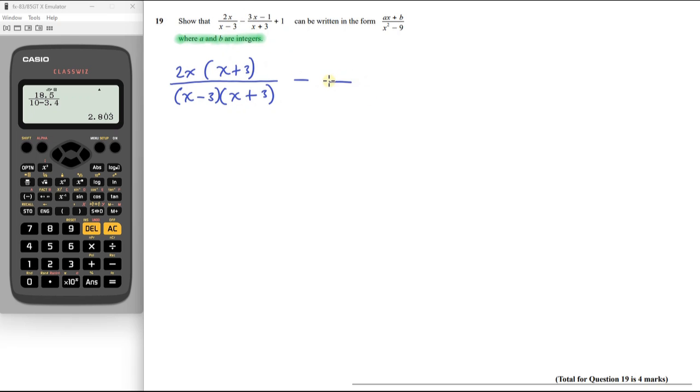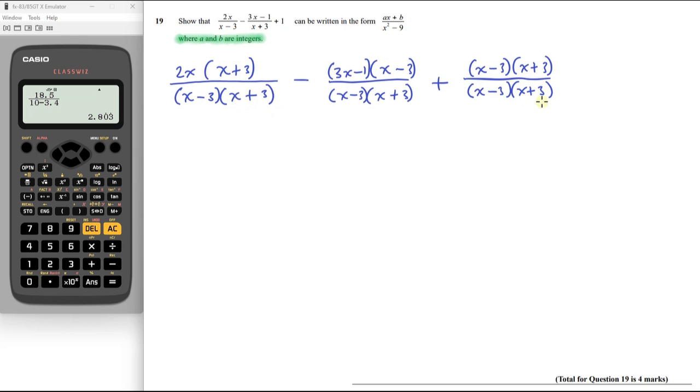And then the second fraction, our denominator is also going to be x minus 3 times x plus 3. So now to go from this denominator to this denominator, we multiplied by x minus 3. So we need to do the same to the numerator. So we're going to have 3x minus 1 times x minus 3. And then plus 1, we need the same denominator, x minus 3 times x plus 3. So our numerator is also going to be x minus 3, x plus 3. So now notice we have the same denominator. We can add all of these fractions together.